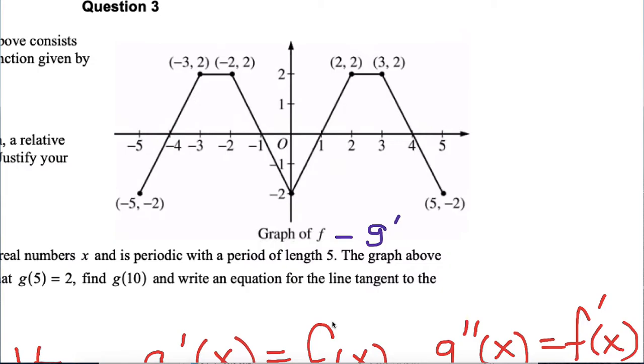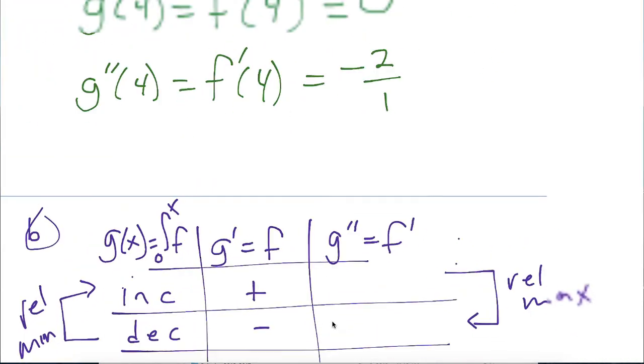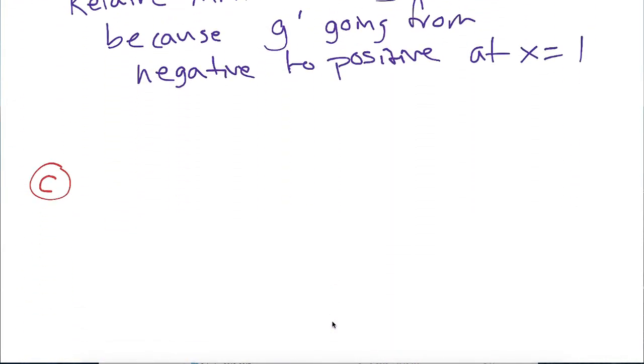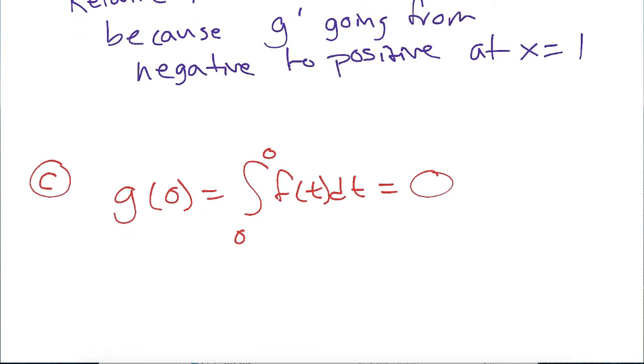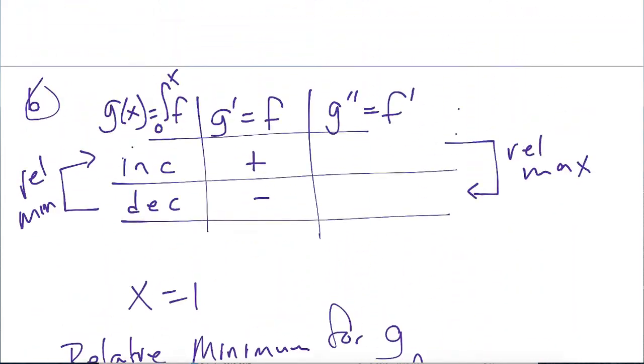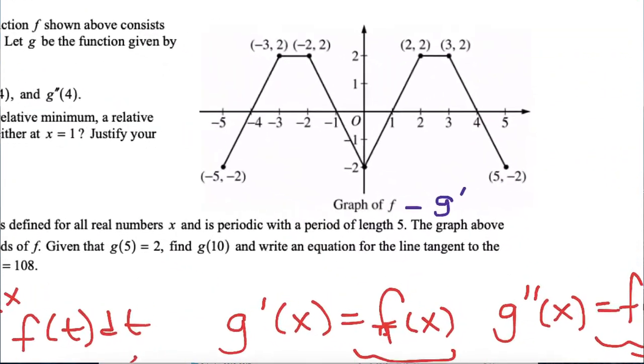So if you think about g of 0, it would be the integral from 0 to 0 of f of t dt. If we start at 0 and we end at 0, we've gone nowhere. That's basically 0. So what you want to kind of look at is they tell you g of 5 is equal to 2. That's one period length. So think about what that looks like, and why would it be that?